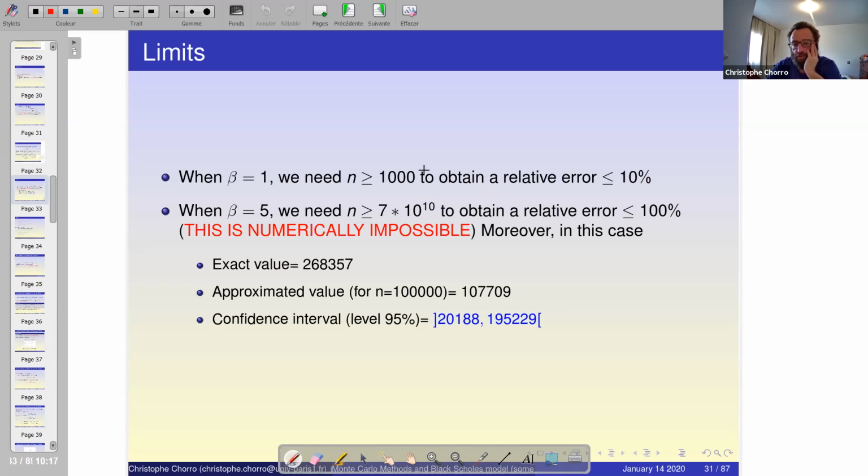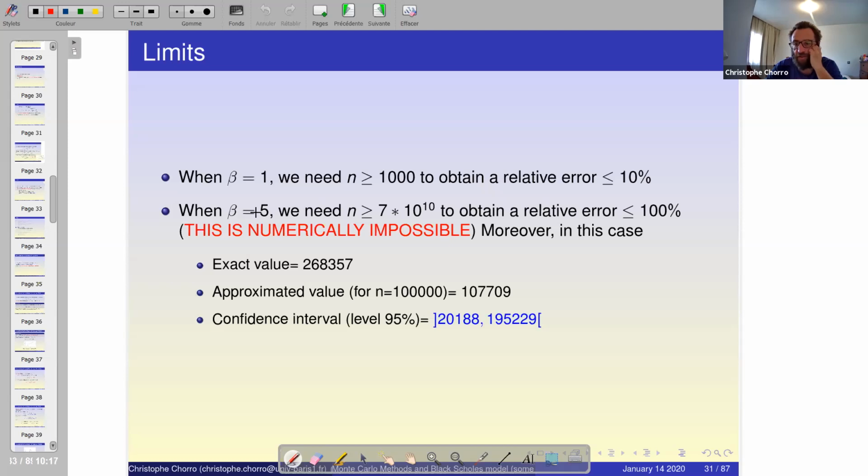So why not? It's not that terrible to do from a computational point of view. If I take n greater than 1,000, I am sure to obtain, in the sense of the central limit theorem, a relative error that is less than 10%. What is interesting now is what happens if I take a beta that is a little bit bigger.